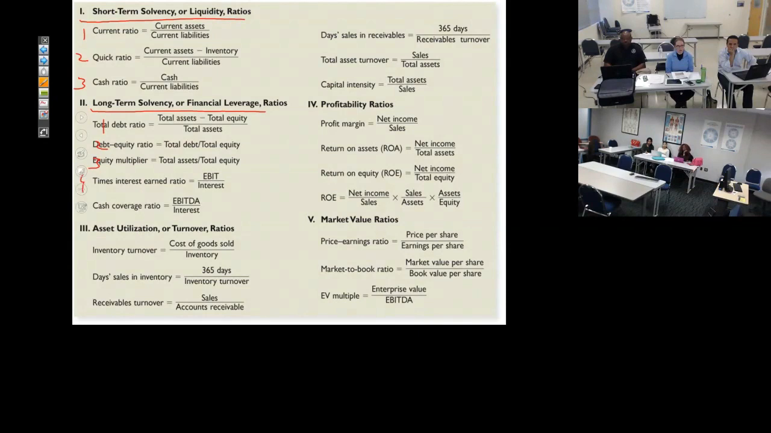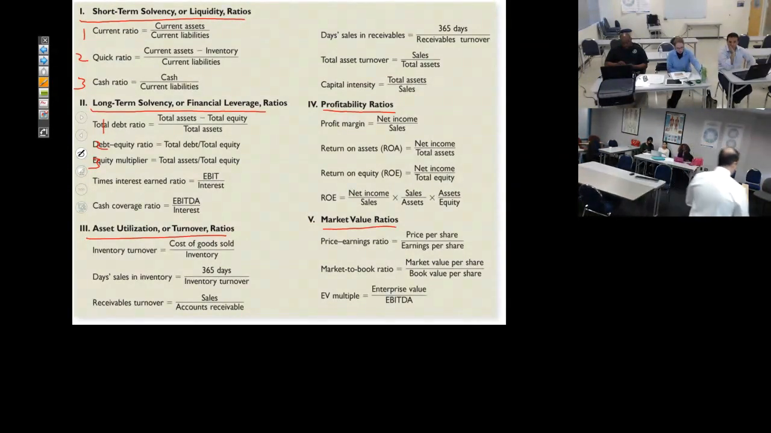Okay. 4, 5. Okay. And then we have the asset utilization or turnover ratios. We have got 3 ratios over here, but things as well: capital intensity and total assets turnover over there. And then we have the profitability ratios, 3, 4 over here. You can have others as well. We will talk about them. And then we have the market value ratios.